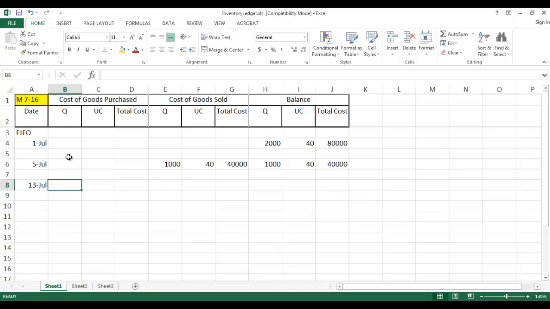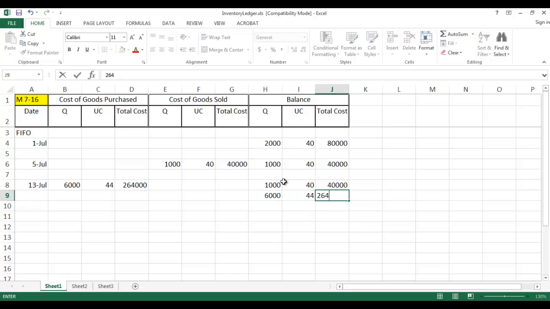On July the 13th, we purchased 6,000 units at $44. So we'll do the math out there real quick. 264,000. Now again, for our balance, make sure we keep track of them on separate lines to help ourselves out later. We had the 1,000 at 40, and now we've got the 6,000 newer units at 44. And there's our balance in total.